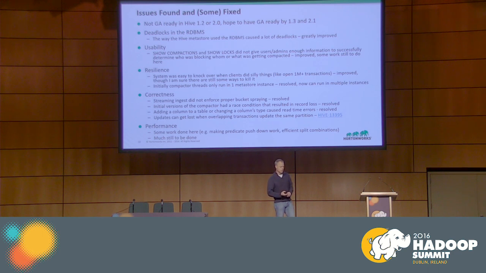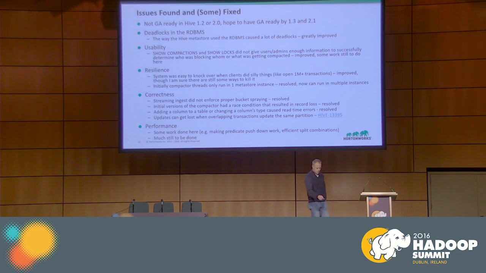We had a few correctness issues. Streaming ingestion wasn't enforcing the proper bucket spraying, so it didn't interact well with sort merge join and some other things that depended on the way buckets were laid out. And I started to say before we hadn't lost data on the compactor, and then I remembered this one. We did, but it was not because the job failed, it was because the job was poorly written. There was actually a race condition where we could lose data in a compaction. We resolved that. We had problems early on with alter table. If you altered the table and added a column, we just went off the rails, and you couldn't read the table anymore.